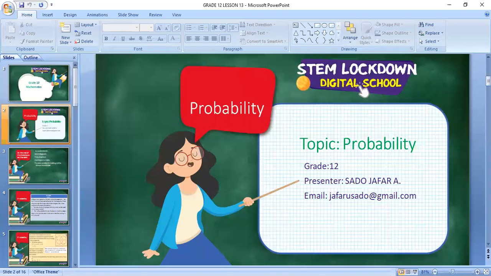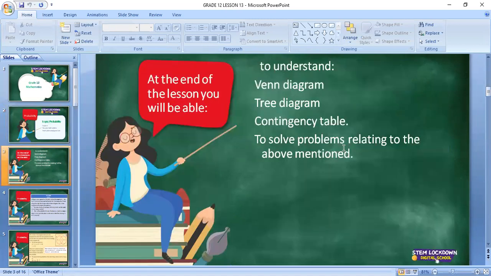Our topic today is probability. By the end of today's lesson, you should understand the concept of Venn diagram, tree diagram, and contingency table, and how to solve problems relating to the above mentioned.